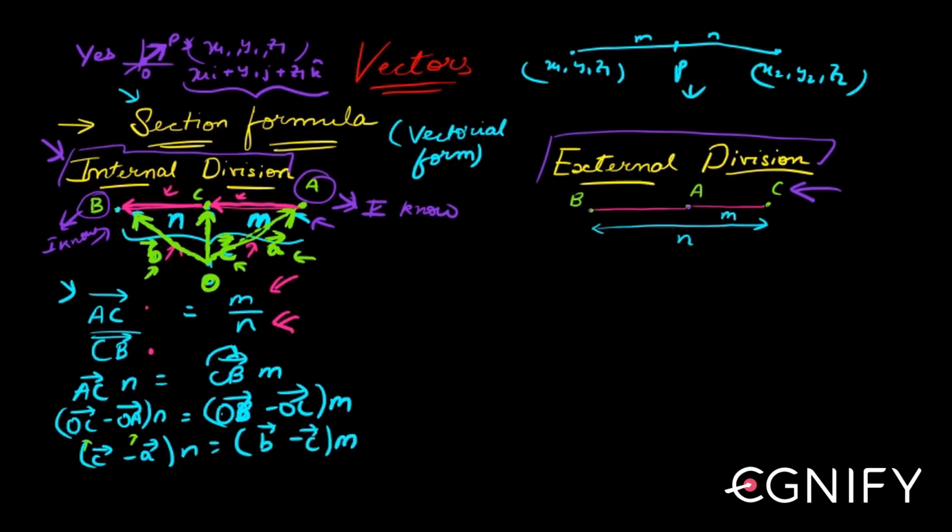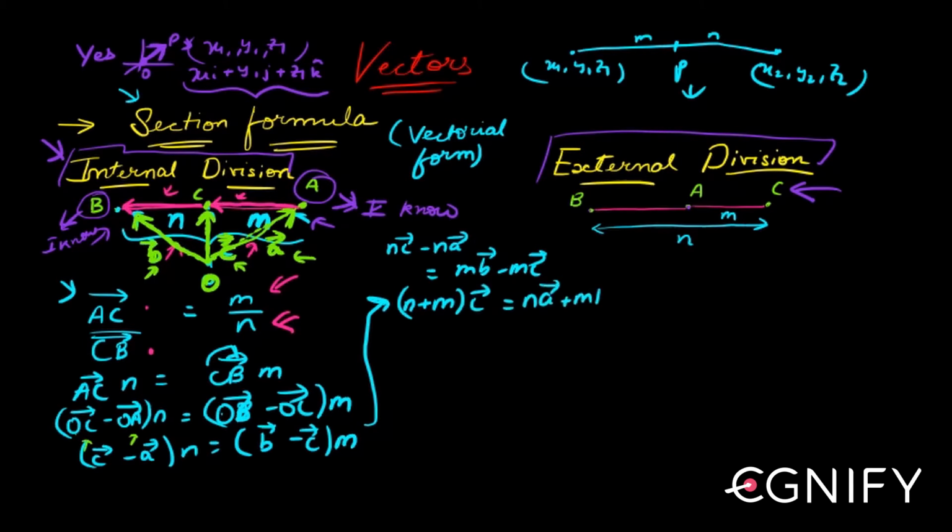Now what I need is to collect the coefficients of c. So let me just take this equation here. If I expand this, it will be n c bar minus n a bar is equal to m b bar minus m c bar. I'll take the c components common, rearranging them, (n plus m) into c bar is equal to n a bar plus m b bar. And c bar will have the coordinates (m b bar plus n a bar) by (n plus m).